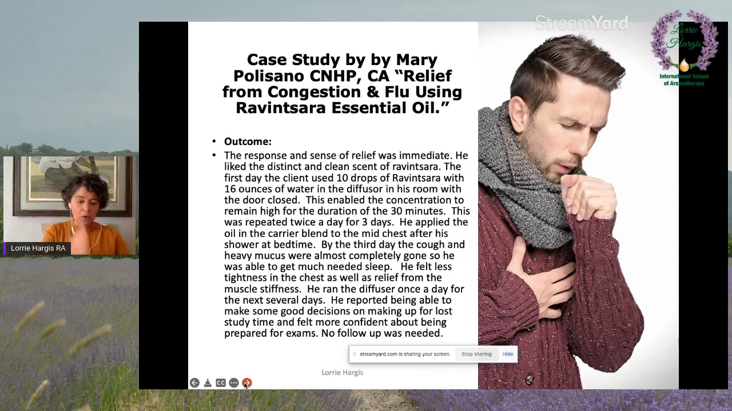Then after you've done your case studies, you can do your research paper. That's where you pick a topic and you do research on a certain topic to show how essential oils could work for that topic. So that's when you're in level 2. This was level 1, which is 5 case studies.